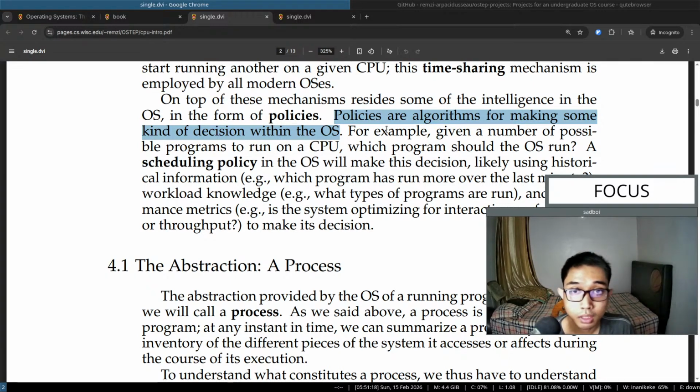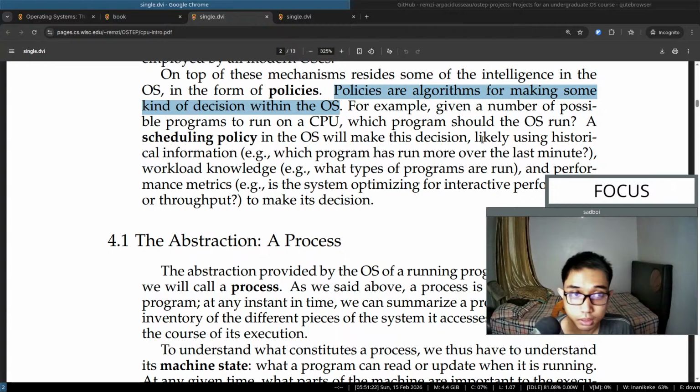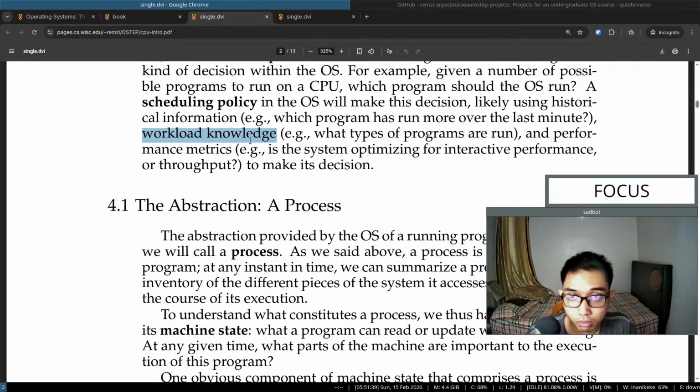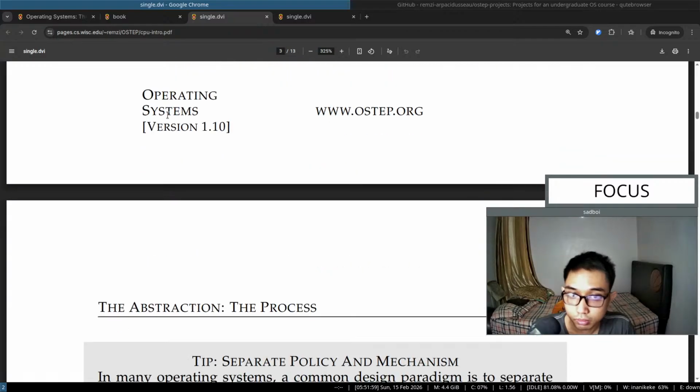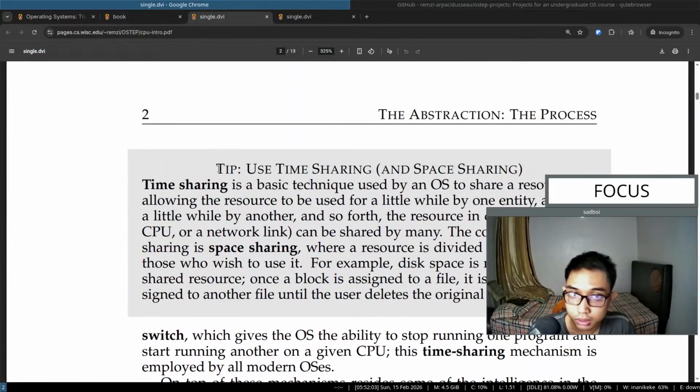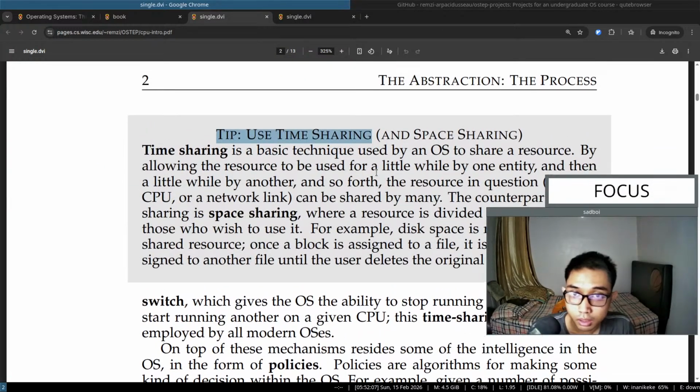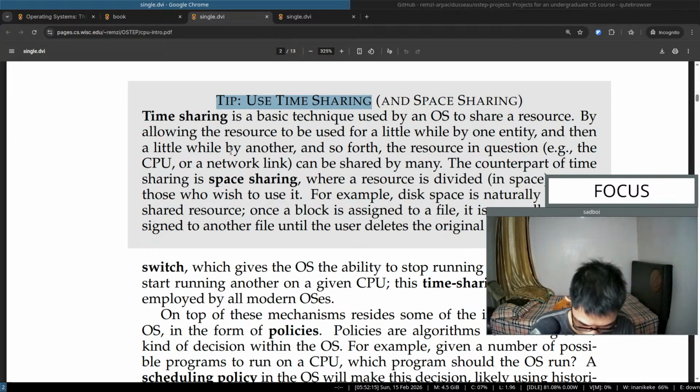Alright. A scheduling policy in the operating system will make this decision, likely using historical information, for example which program has run more over the last minute, workload knowledge, what type of programs are run, and performance metric: is the system optimizing for interactive performance or throughput to make its decision? Okay. The abstract process. Let me check this first. Use time sharing and space sharing.